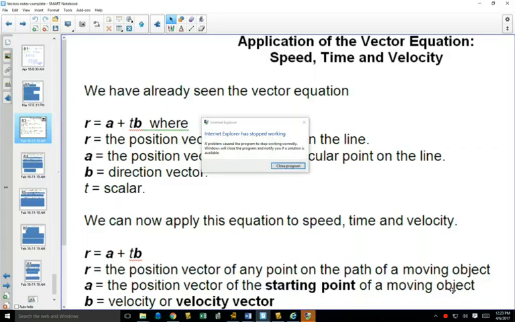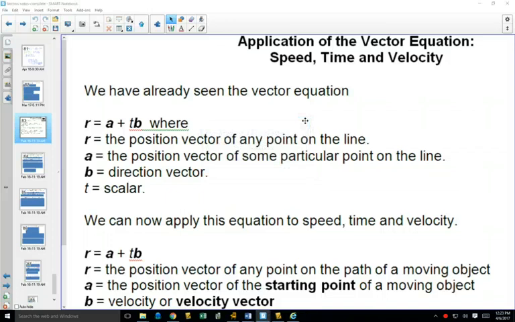Uh-oh. That's probably what I, yeah, don't use Internet Explorer.